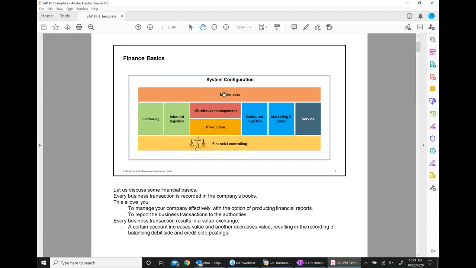I'm doing a sale for a customer. I'm purchasing from a vendor. I'm buying an item. I'm selling an item. I'm producing an item. Then in between, we have all these different processes.